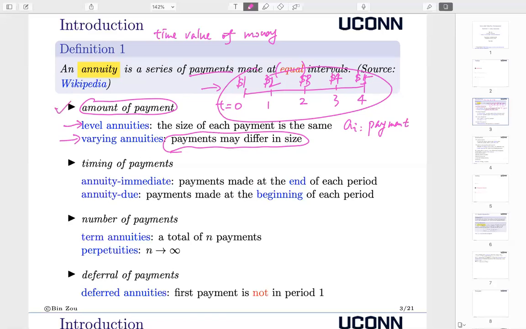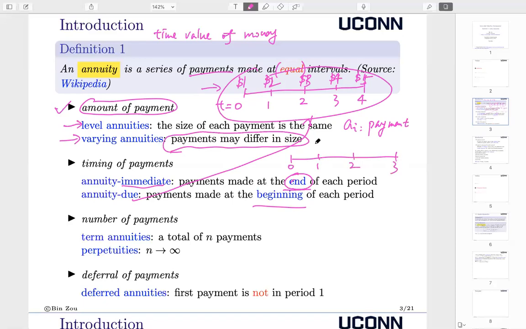The second one is the timing of payments. There are 2 types. The first one is Annuity Immediate. Those payments are made at the end of the year or end of each period. So the name is actually rather confusing, right? It's Annuity Immediate, but the payment is actually not immediate. It's actually at the end of the period. The second type is called Annuity Due. Those annuities are truly paid at the beginning. So for instance, my example here is actually an Annuity Due, right? Because the first payment of $1 is paid at time 0. Time 0 is the beginning of the first period, right? So if I'm going to give you an Annuity Immediate, it would be in this case.